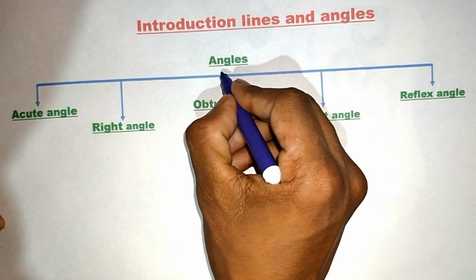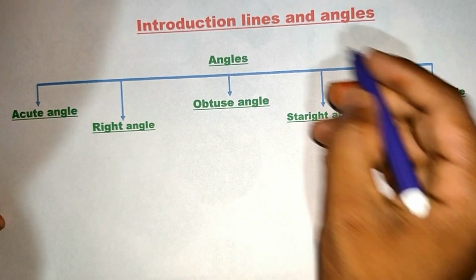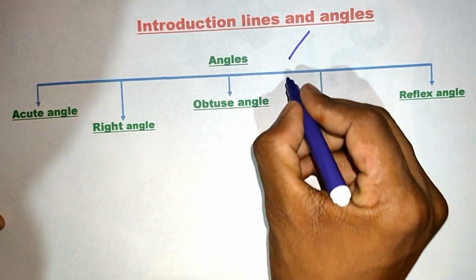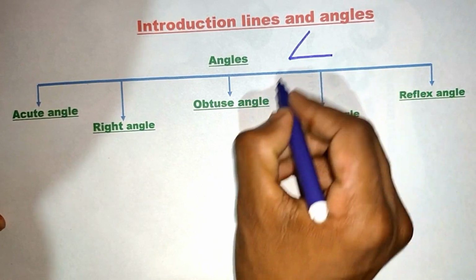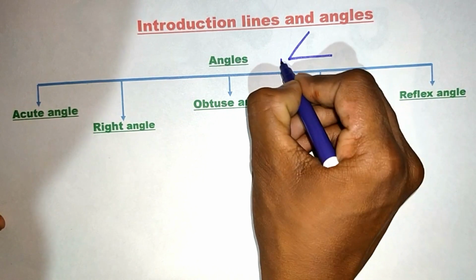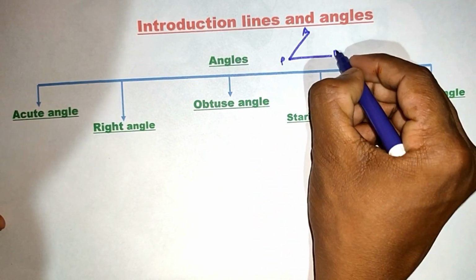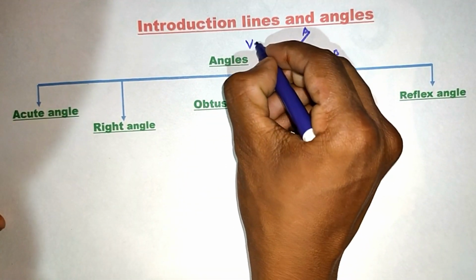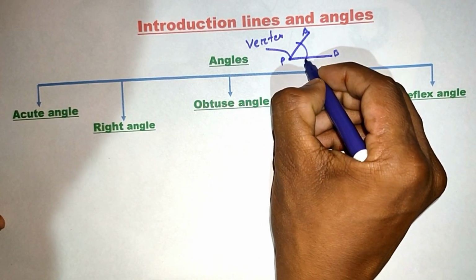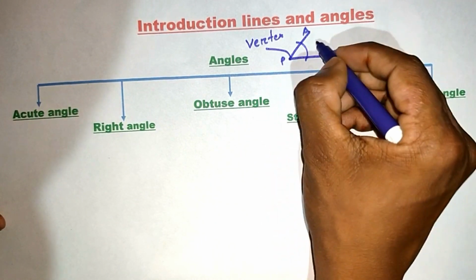Now if I talk about angles, what is an angle then? An angle is an area created by two joining lines. These two are lines which intersect at a point P. This is A, this is B. This P is called the vertex, and this area created by these two lines is called an angle.